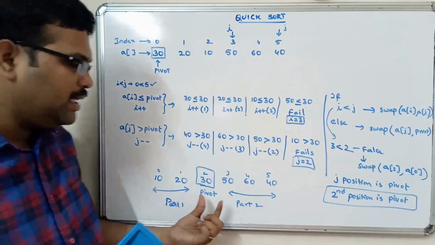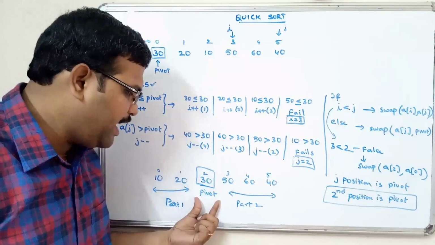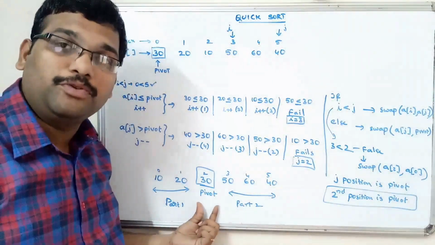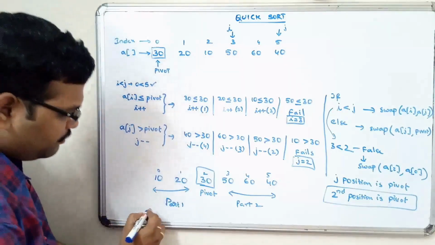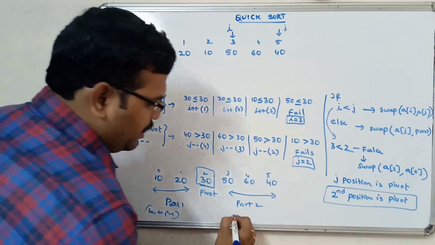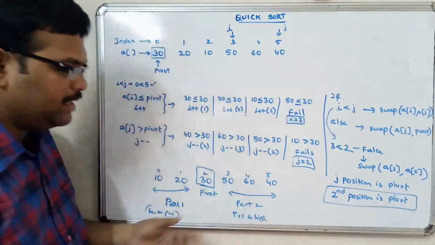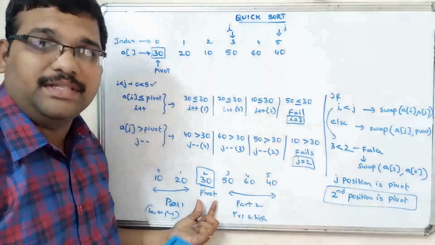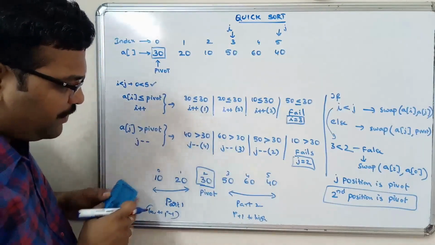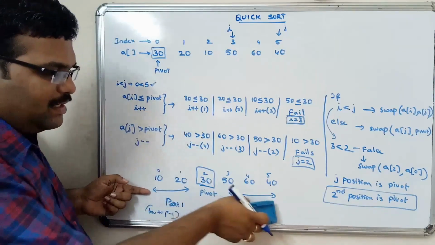Now the pivot position is fixed. So we have to take care of partition 1 and partition 2, excluding this pivot position. That's why we write low to p minus 1, and here p plus 1 to high. We are not considering the pivot position because it's already fixed. Hope you understood this one. So after the first iteration, the first recursion, these are the elements.